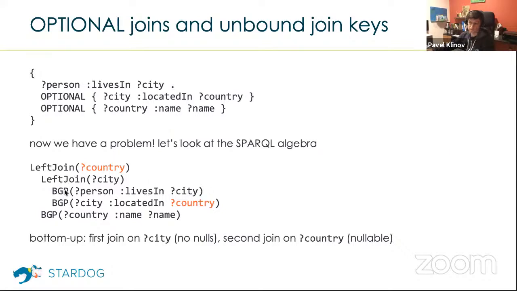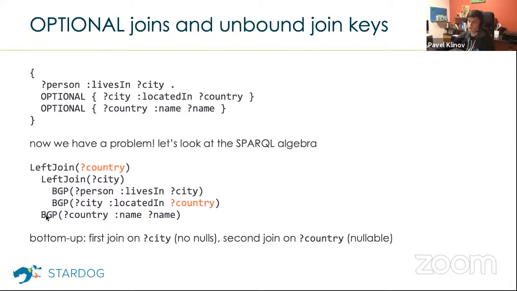So the first optional join doesn't present any performance problem. The join variable should be bound on both left and right. But once the results of the first of the nested outer join are computed, then the country variable may be unbound, and it's a join key between the nested left join and the BGP.